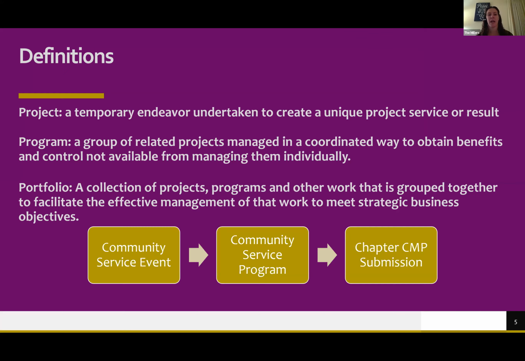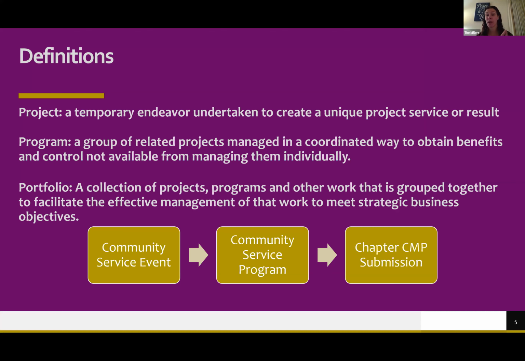Look at that as all of those events that go together. So your professional activities program or professional events program would be the 6 or 8 professional events that you hold in a given year as a chapter. Same thing with community service. And then your portfolio is your overall chapter CMP submission.